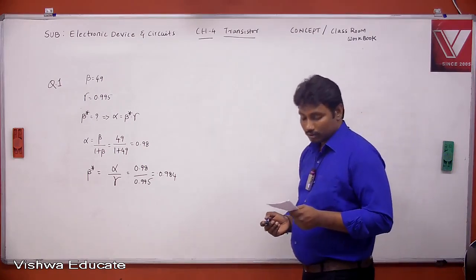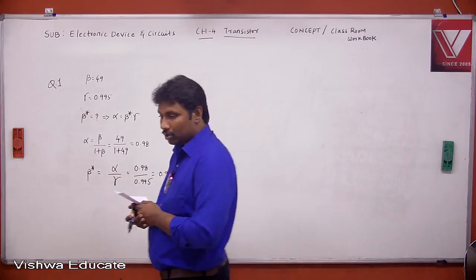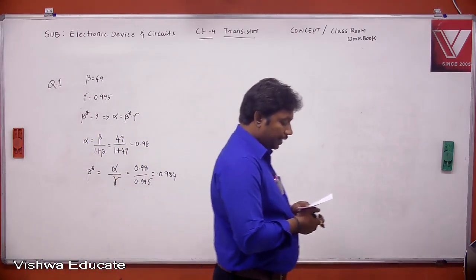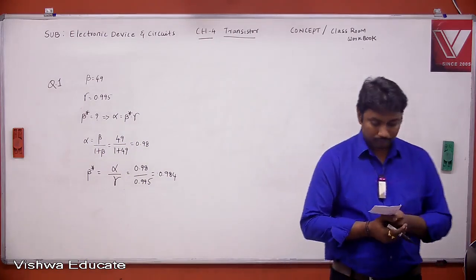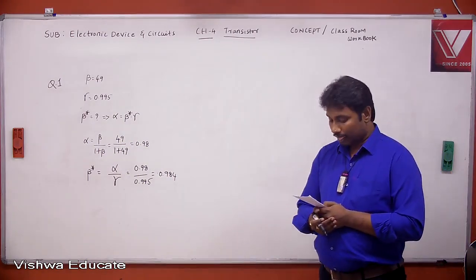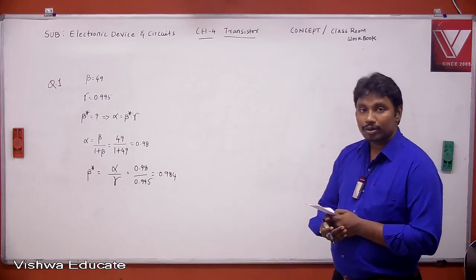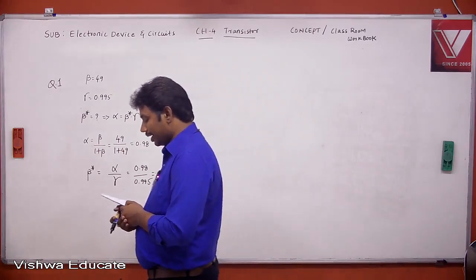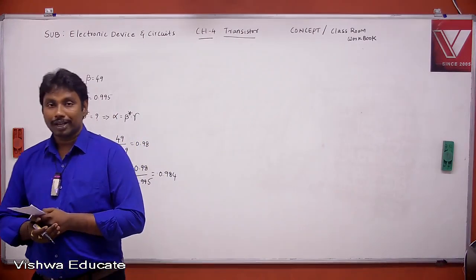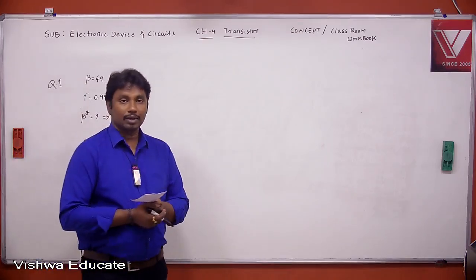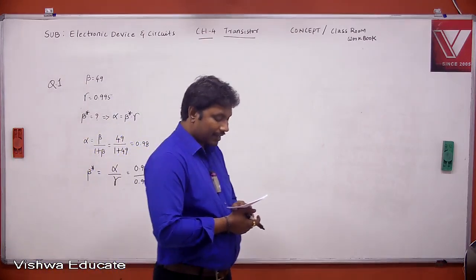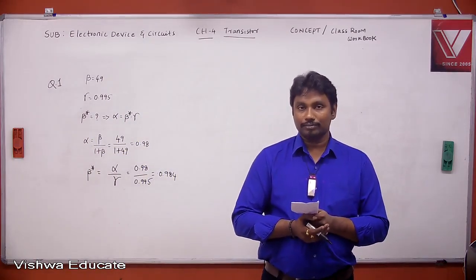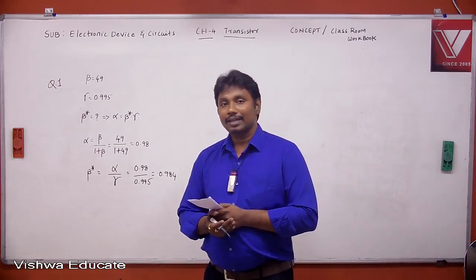Next, question number 2, in the classroom workbook. In a transistor, alpha equal to 0.98, IC naught equal to 10 microampere. Calculate ICEO.